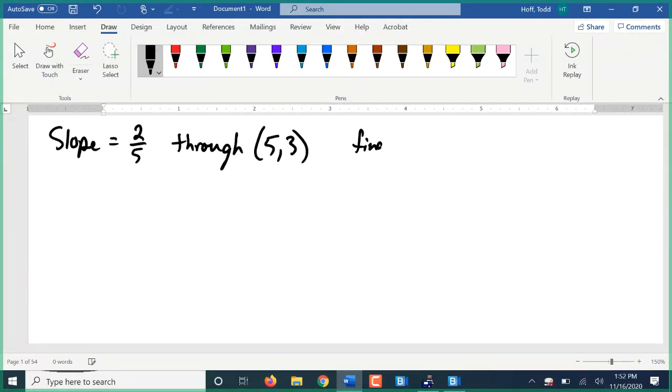In your notes, for a line that has a slope of 2/5 and goes to the point 5,3, find the slope-intercept equation.